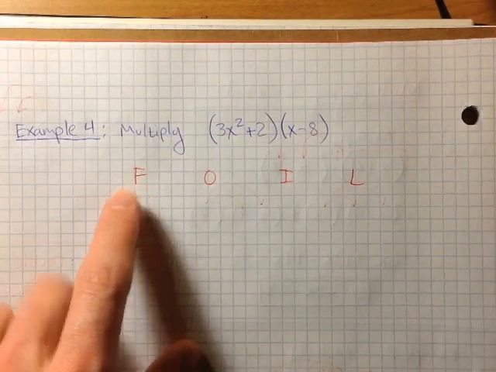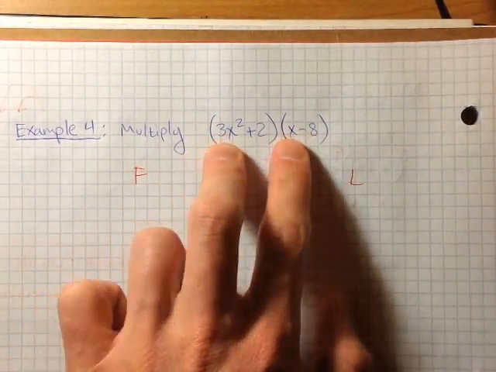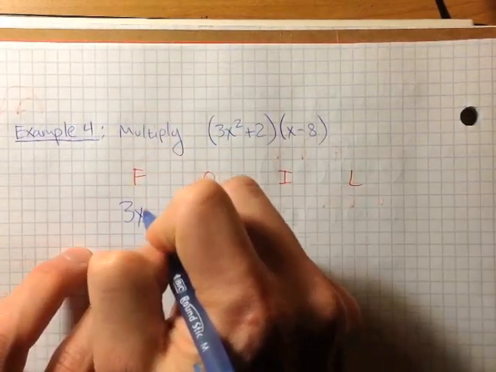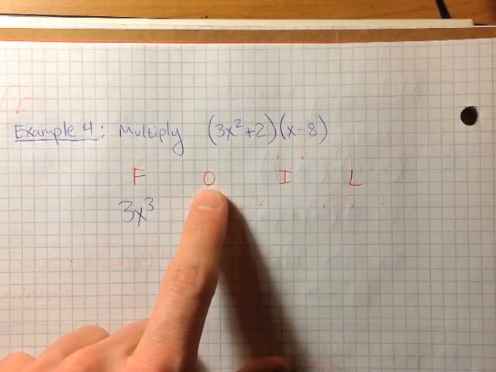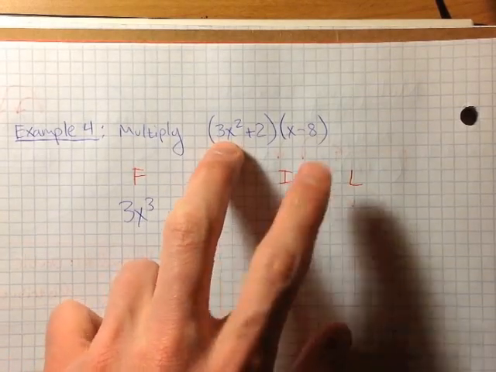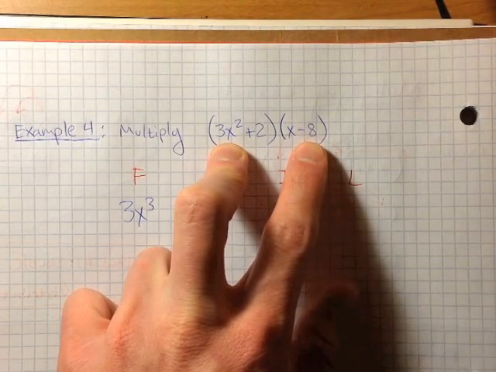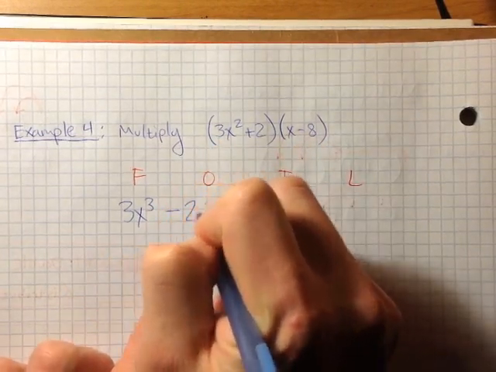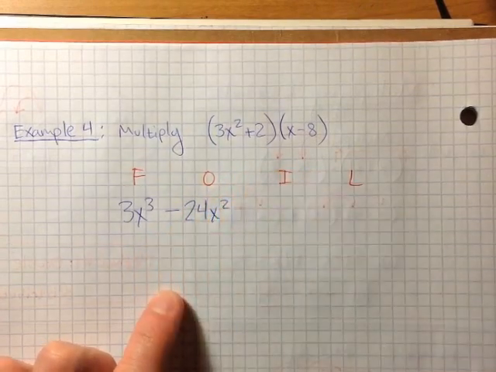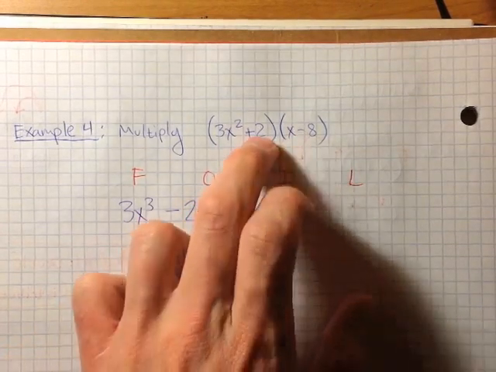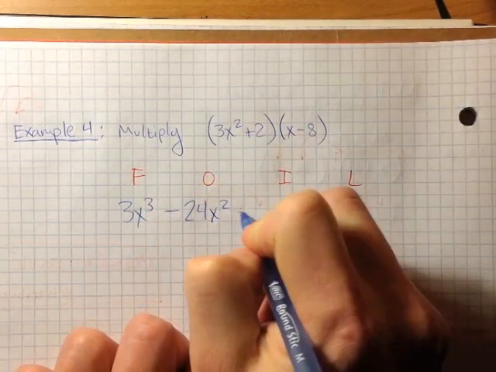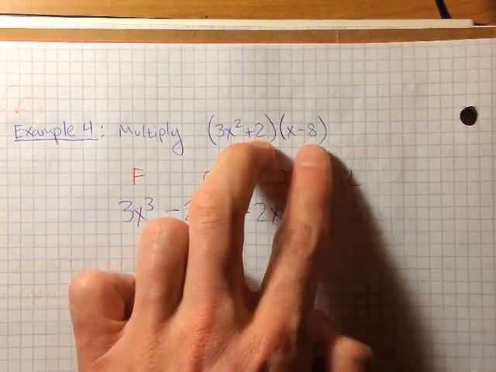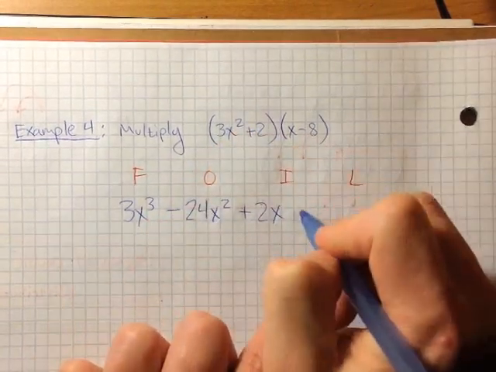F, multiply the first 2 terms. 3x squared times x is 3x cubed. O stands for outside, so multiply 3x squared by negative 8 to get negative 24x squared. Then we're going to multiply the inside terms. 2 times x is 2x, plus 2x. And then we're going to multiply the last 2 terms. 2 times negative 8 is negative 16.